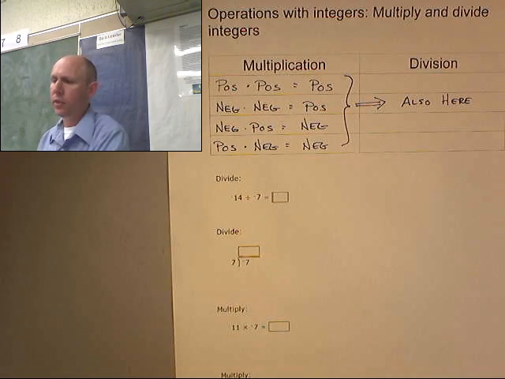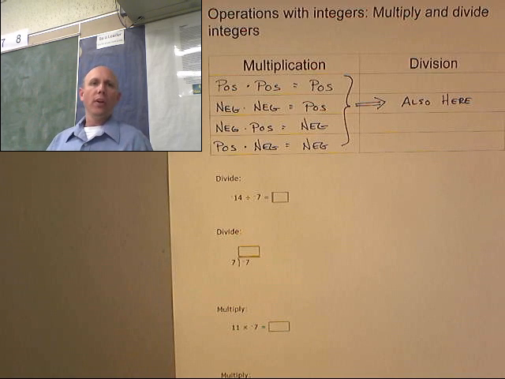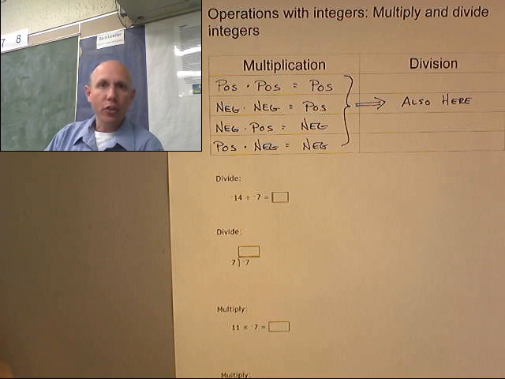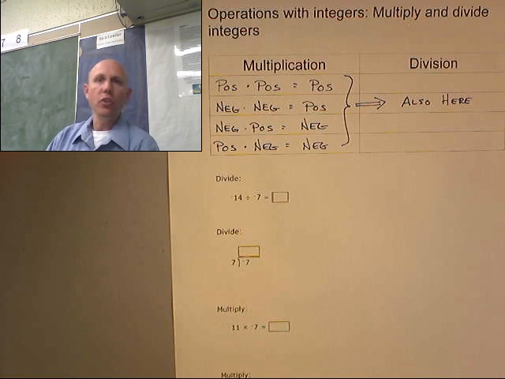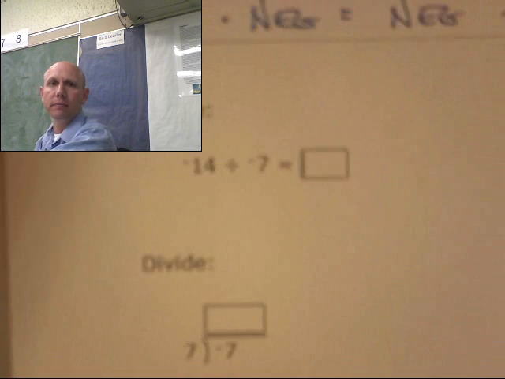Let's do some math with this. We've got to keep those rules in our head. Remember, once you know the rules, you don't have to focus on the signs as much. You'll know what your answer should be, positive or negative, and then you can just do the multiplication or division. So watch how this works out.